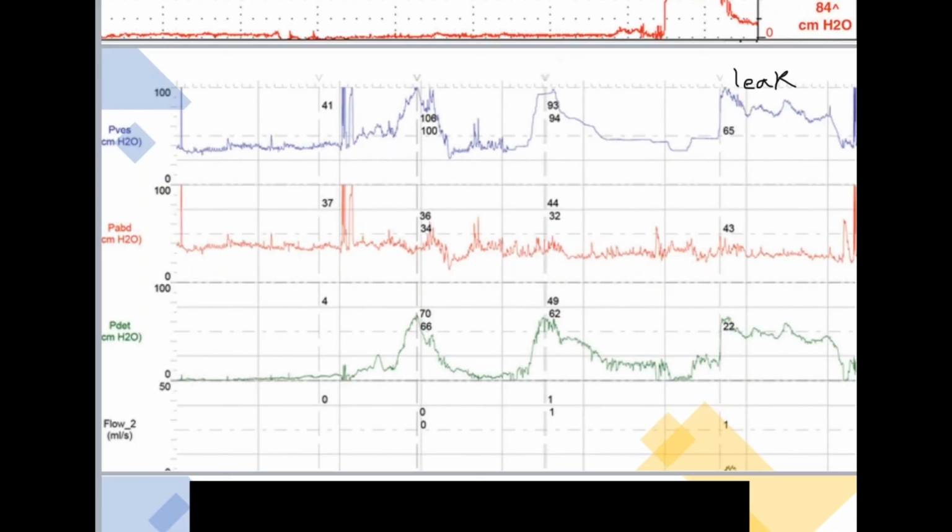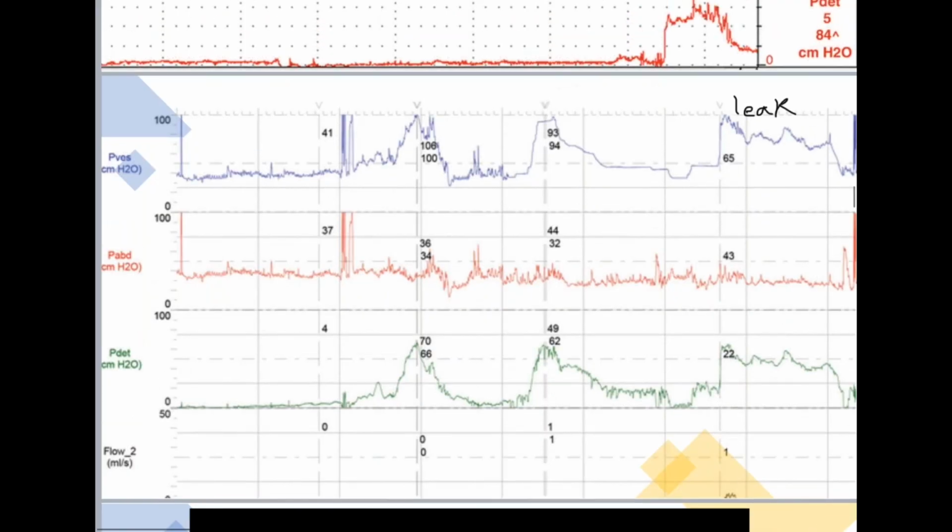You have to be aware that sometimes it may be mixed incontinence, so you have to look at every point. If you find that these pressures, P vesical and P abdominal, are high together, and it is associated with a leak at any time, that means she has mixed incontinence. But here it is not. So we can call it pure detrusor overactivity, or urge incontinence. Okay, thank you.